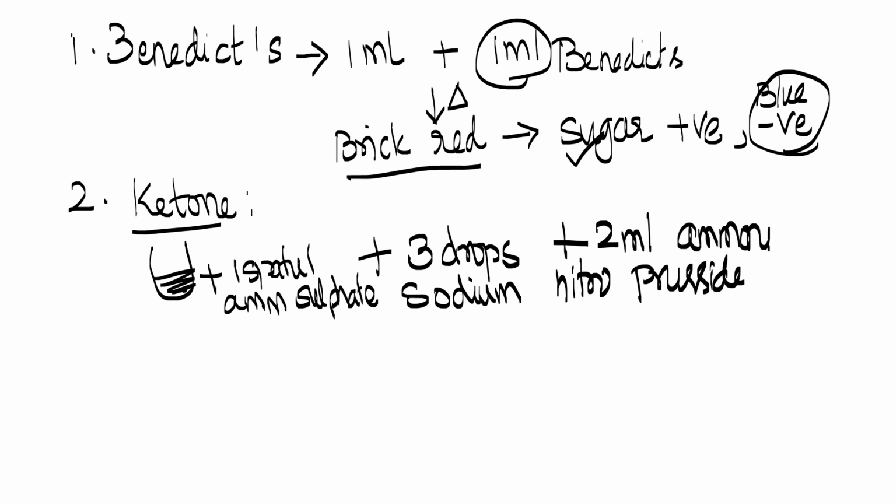Add ammonium hydroxide along the sides of the tube. Why do we have to add it along the sides of the tube? So that any ring formation can be seen. You should add it along the sides of the tube.